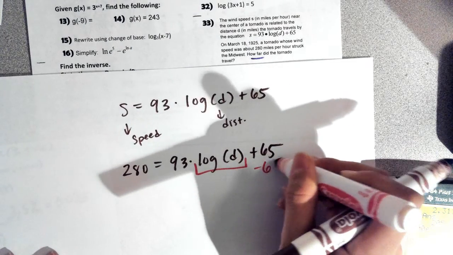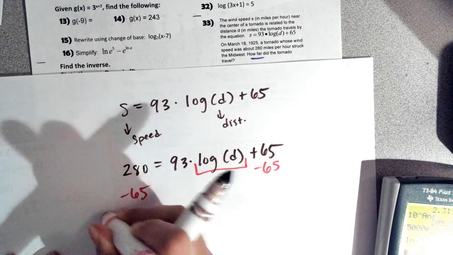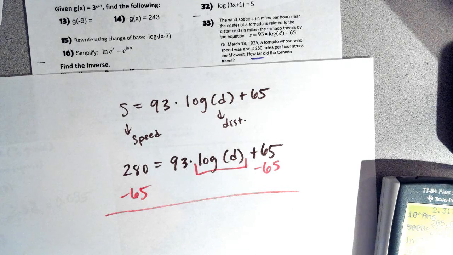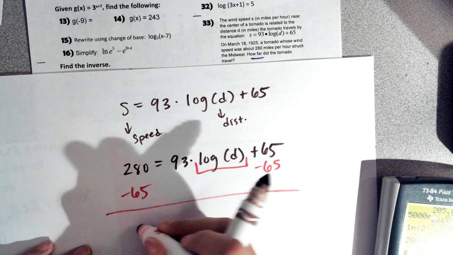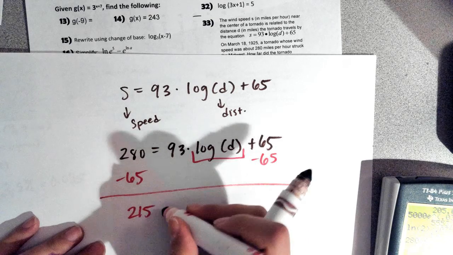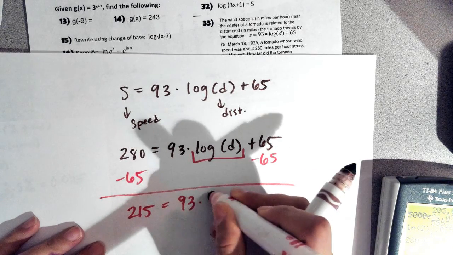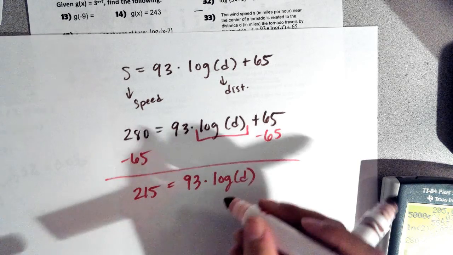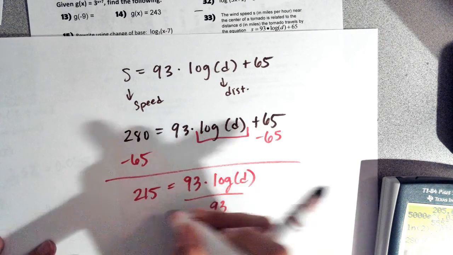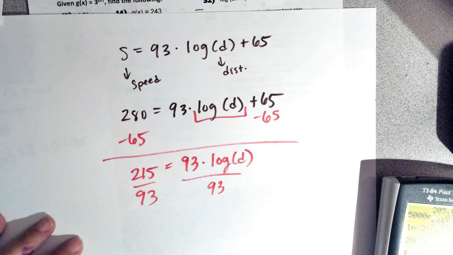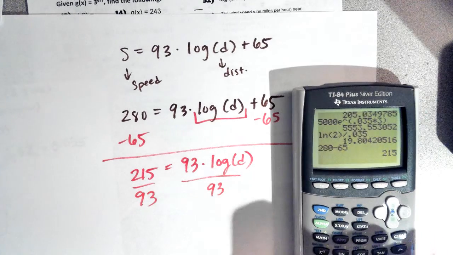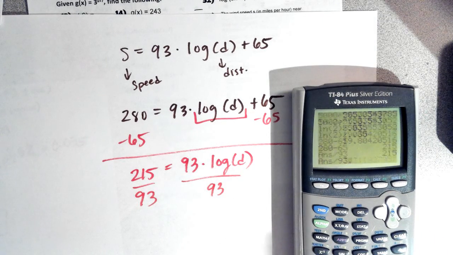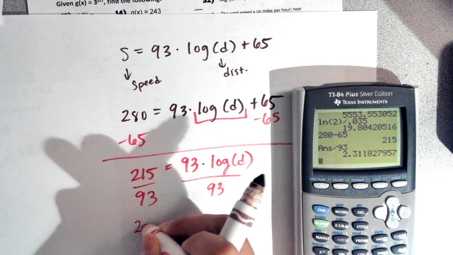So I'm going to subtract 65. So 280 minus 65 gives me 215. So I get 93 log D. And then to get log by itself, I'm going to divide by 93. So in my calculator, I have 215 divided by 93. Gives me about 2.31.